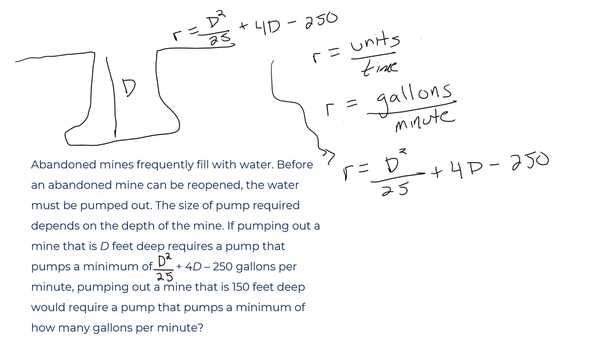To find the rate, how many gallons per minute, we're just going to plug in the value of D. And we are told that D is 150, so we're going to substitute that. So the rate is 150 squared over 25 plus 4 times 150 minus 250. That's in gallons.